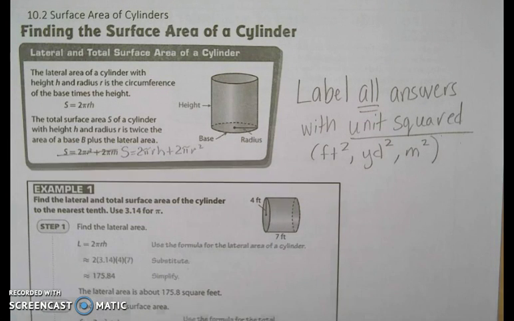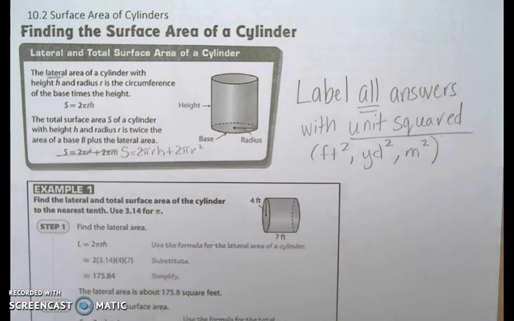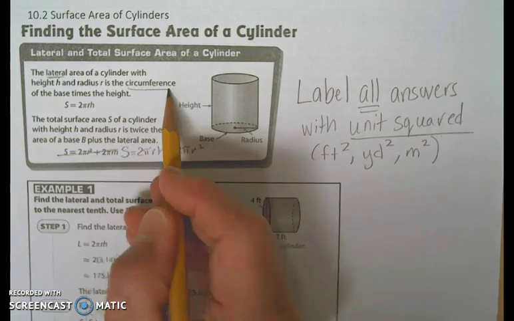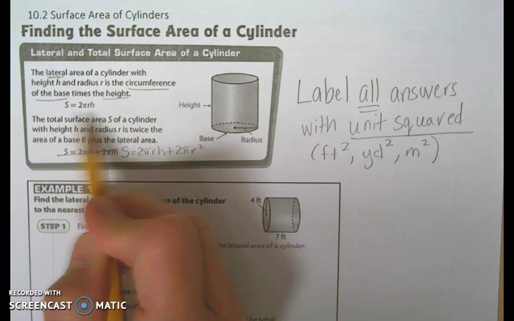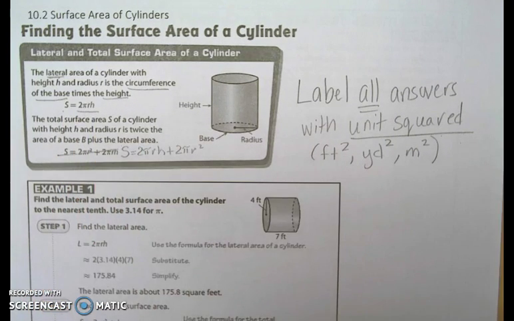10.2 Surface area of cylinders. There are two types of surface area you're going to be asked to find, lateral and total. The lateral area of the cylinder with height h and radius r is the circumference of the base times the height. So the formula you're going to use is surface area is 2 times pi times radius times height.